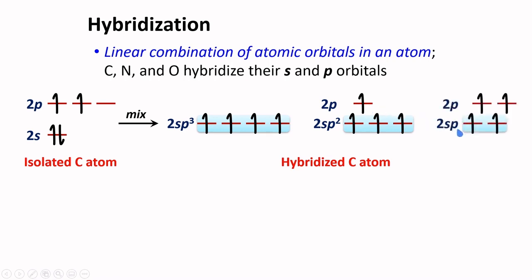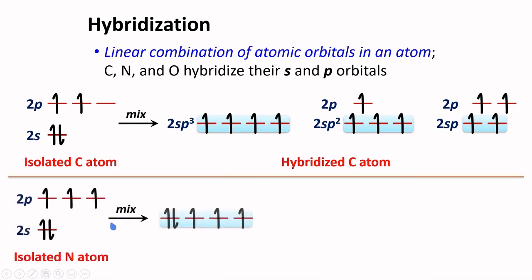It is also possible to have sp hybridized carbon. In this case, 1 s orbital and 1 p orbital will mix to form 2 sp hybridized orbitals. The remaining 2 p orbitals will be untouched, and electrons will occupy all of these orbitals. The sp hybridized orbitals will form the sigma bonds, and the p orbitals will form the pi bonds. There will be 2 sigma bonds and 2 pi bonds in this case.